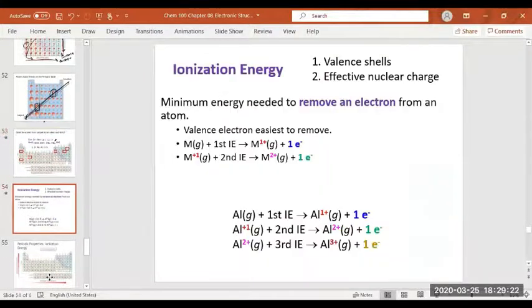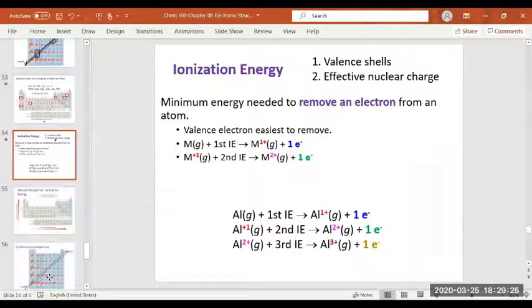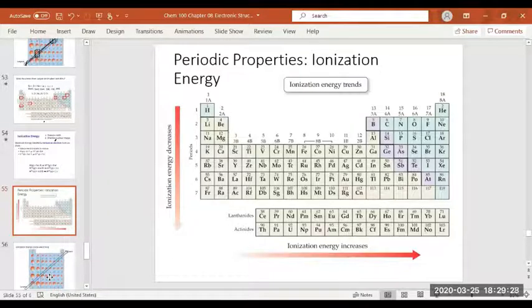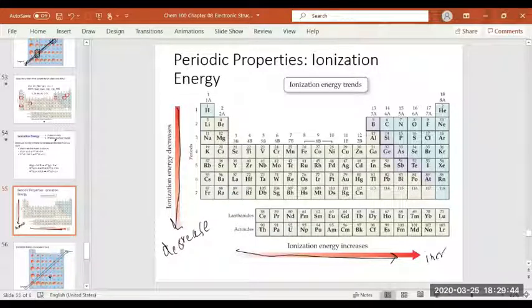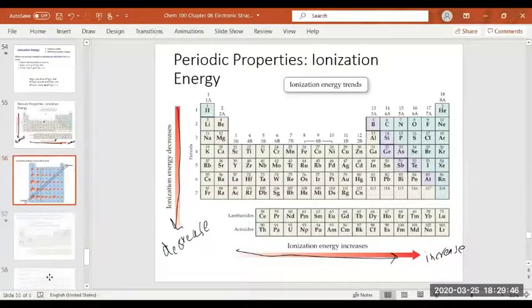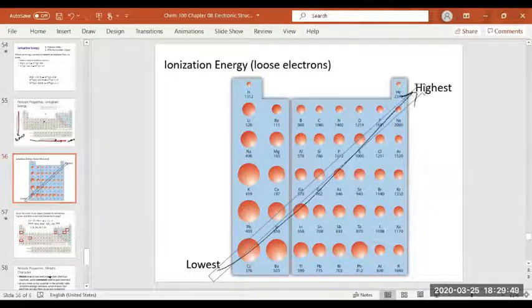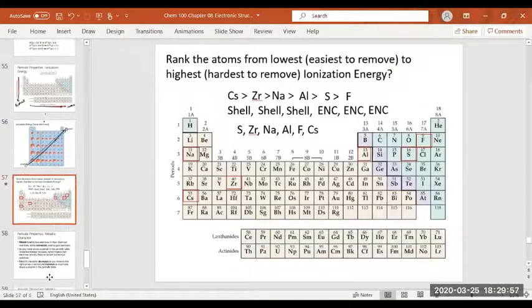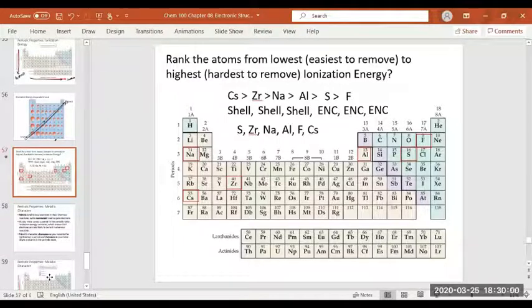And let's look at ionization energy and other properties. Ionization energy is the opposite of the atomic size. Going from the top to the bottom, ionization energy decreases. So it will be the opposite of the size. Going from left to right, ionization energy increases. And in this direction, the ionization energy will increase, will be the highest. Also, we have some examples here. You can practice with them with the PowerPoint slides.